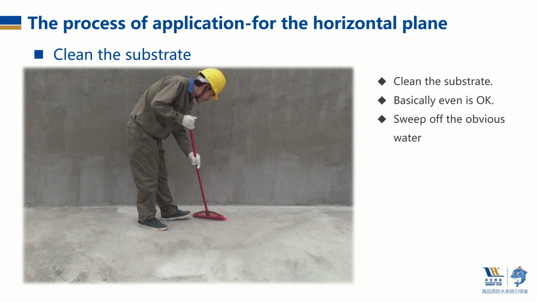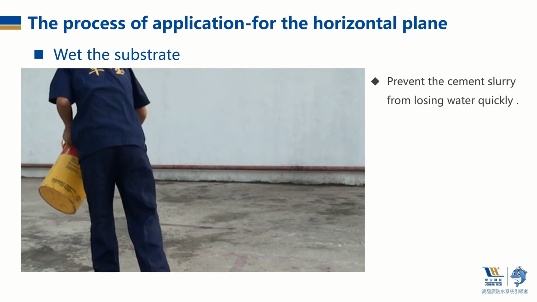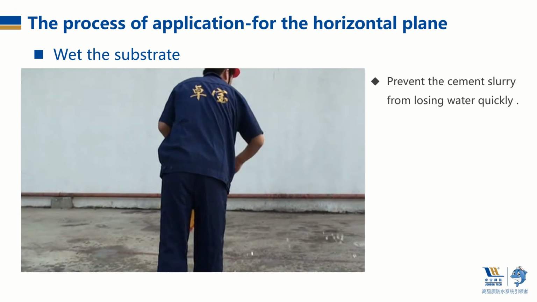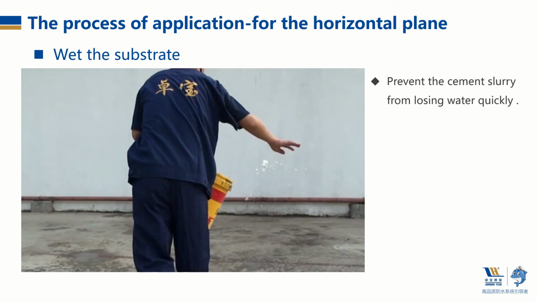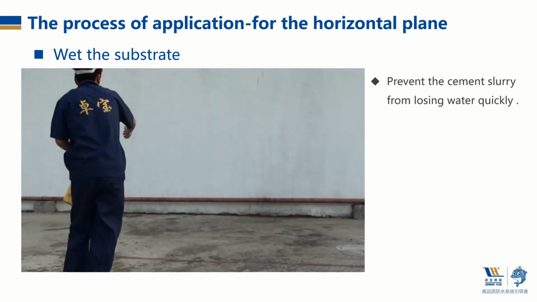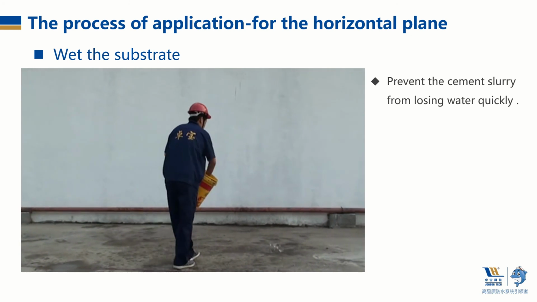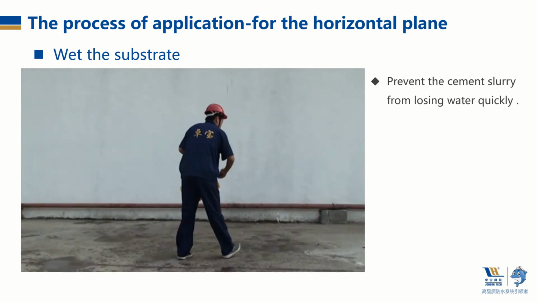Now the steps. Clean the substrate with a broom or air blower. Wet the substrate. If the substrate is too dry, it will absorb the water in the cement slurry, causing it to lose water too fast. Then it will lead to bulging.